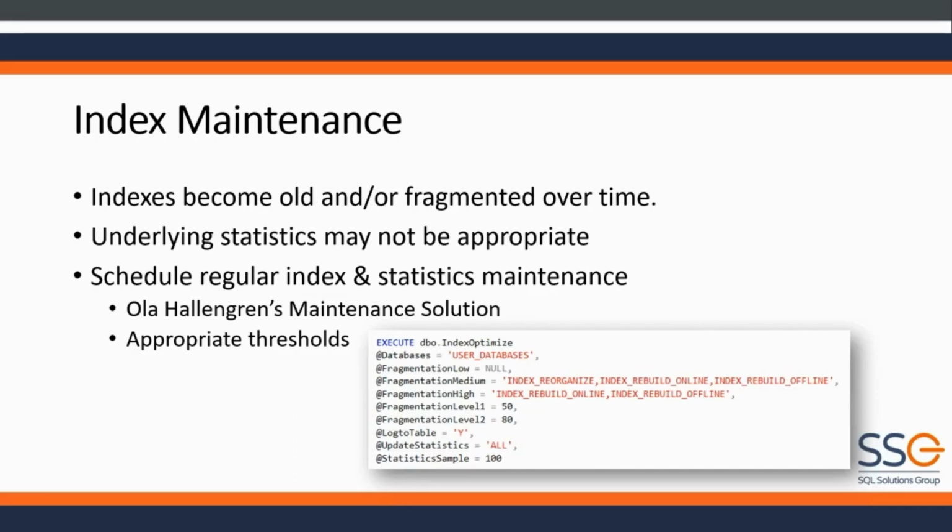If it's below 80, but above 50% fragmented, then we'll reorganize the index. And you can see that from the fragmentation medium and high. It'll try and do them online first, and that's if you're on Enterprise Edition. If you're not, it'll do them offline, which is your only option if you're on another version, like Standard. So we're only going to rebuild our heavily fragmented tables.